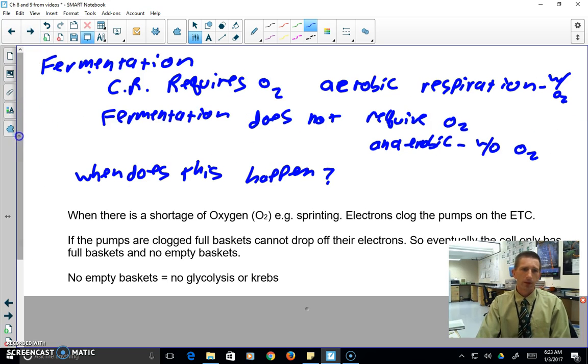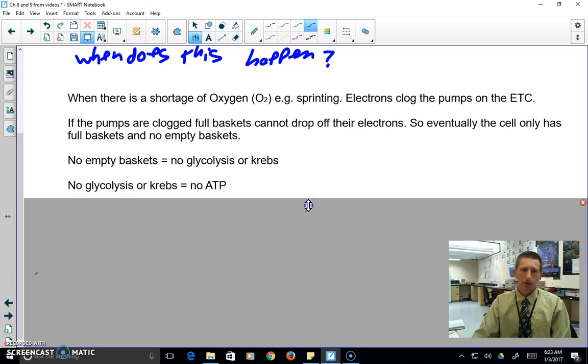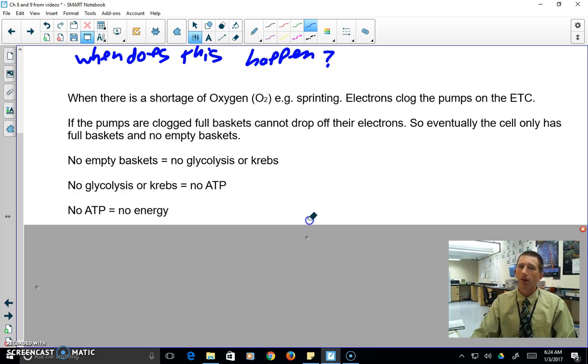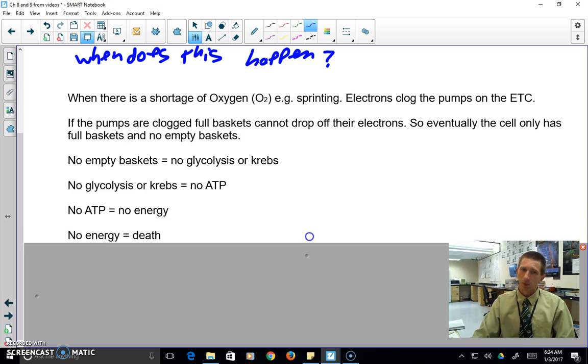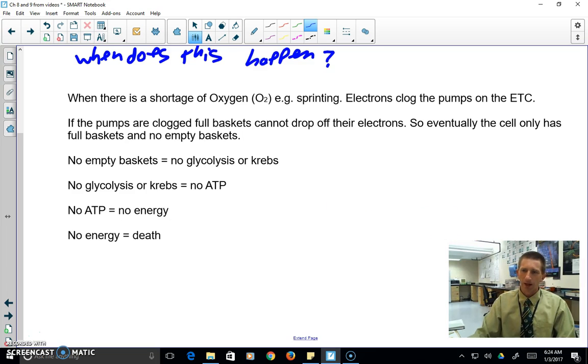So what does that mean for the cell then? Well, if there's no glycolysis or Krebs, then we don't have any ATP. Well, that's kind of important, right? If we have no ATP, then we have no energy. If we have no energy, then the cell dies, right? And if enough of our cells die, then, yes, you guessed it, we die. And that's not very good, is it?